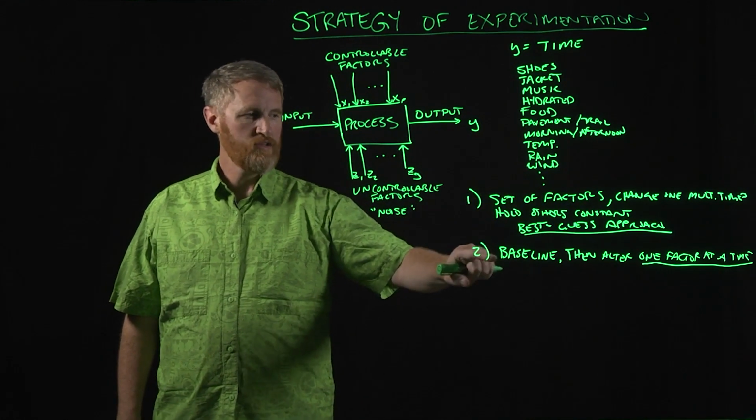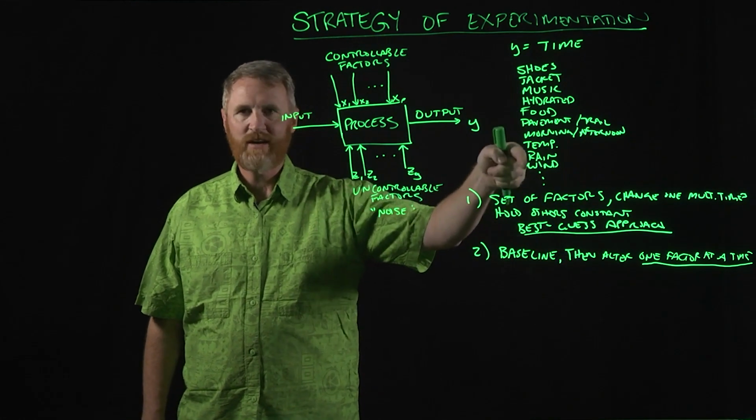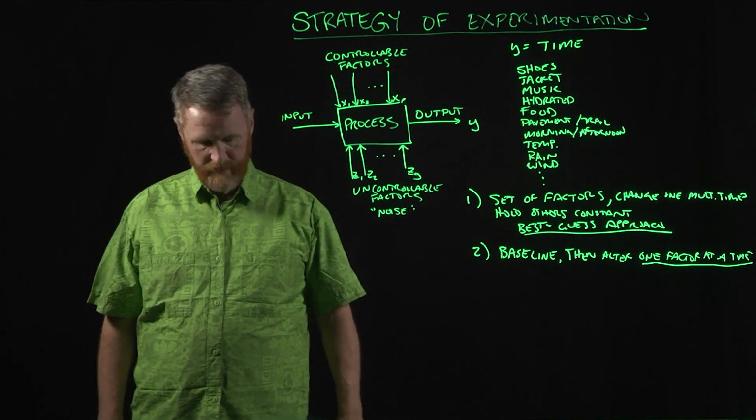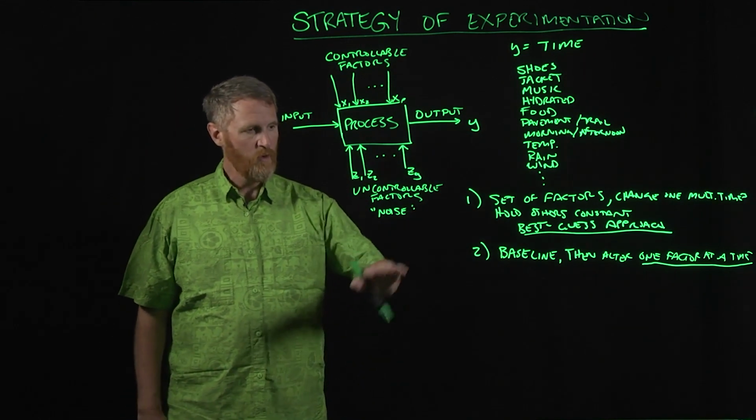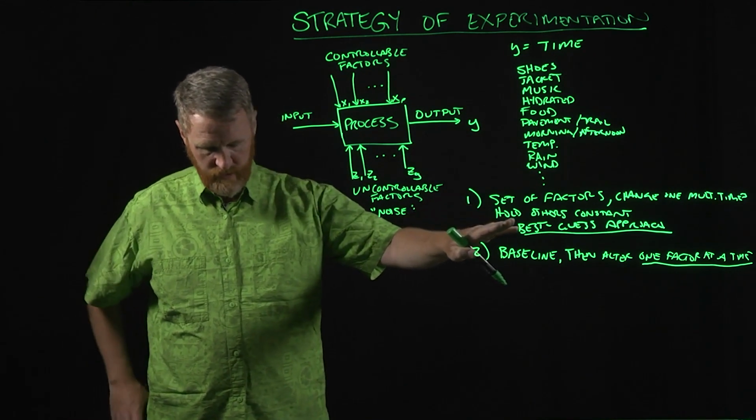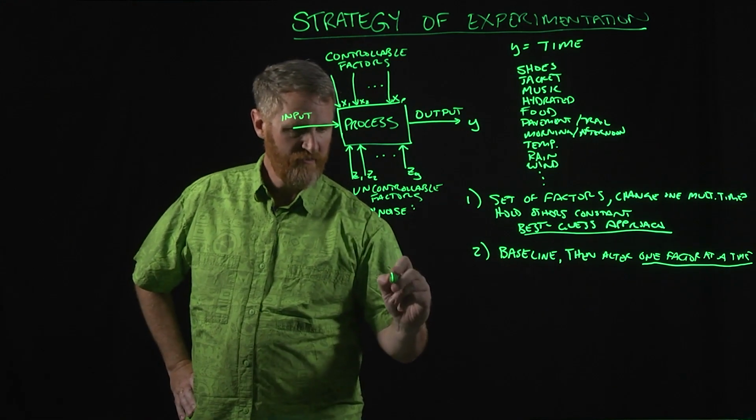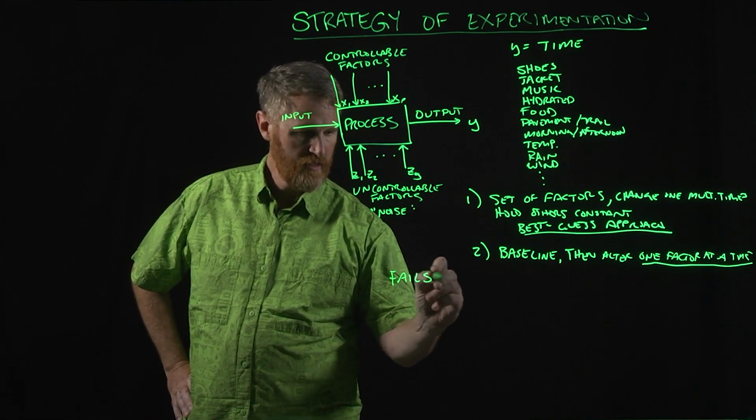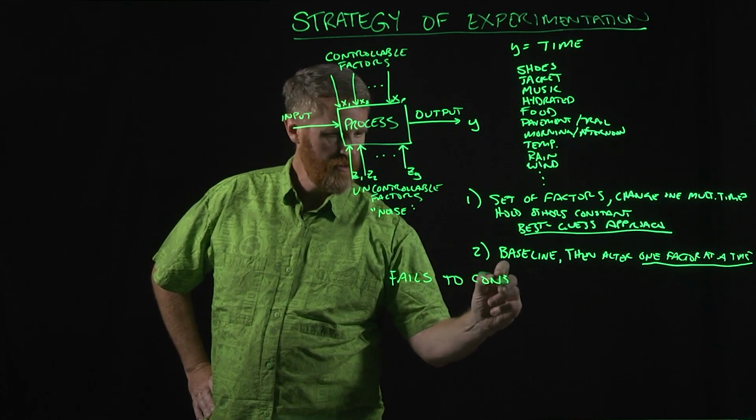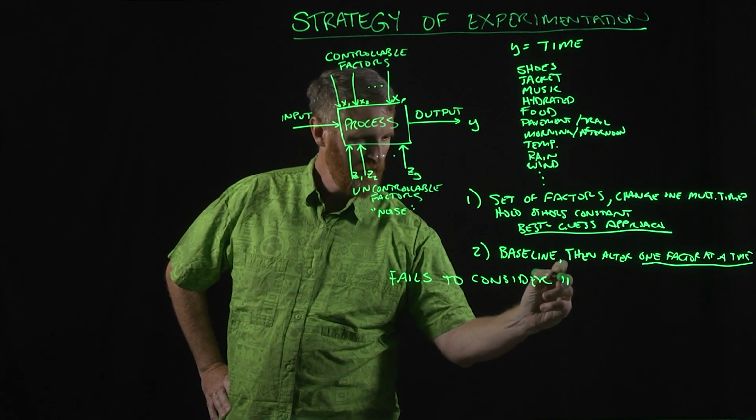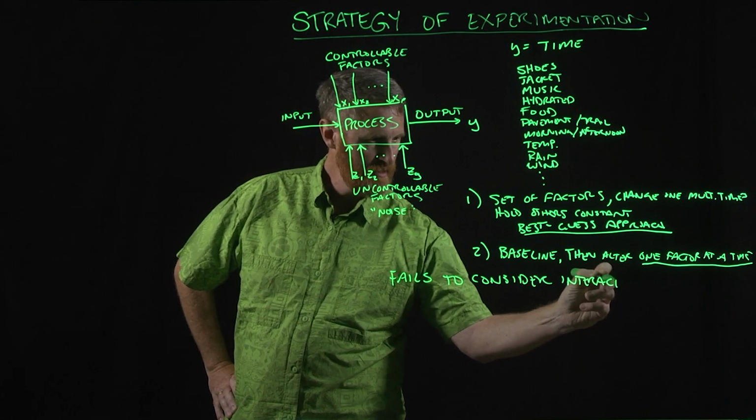Now, it's a little bit more systematic than this approach. However, it's going to be a lot more time consuming if I have to change every factor, then I have to verify it. The other problem that the one factor at a time and the best guess approaches have is that they fail to consider interactions.